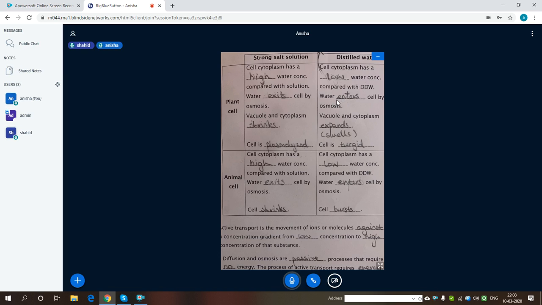Okay, so what I'm trying to say is everything is the same for plant and animal cell except for the names of what happens to the cell and the fact that the plant cell has a vacuole and cytoplasm. The rest is the same, isn't it? But when it says cell cytoplasm has a high water concentration compared with the solution, is it high? Isn't it supposed to be low water and then high?